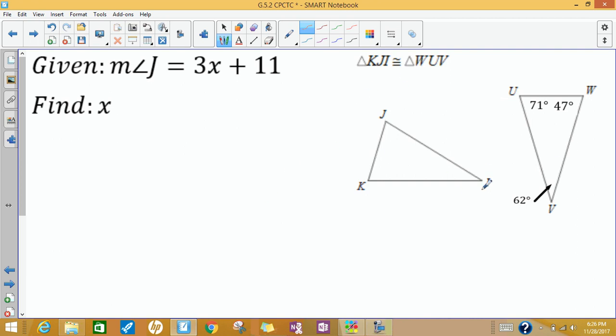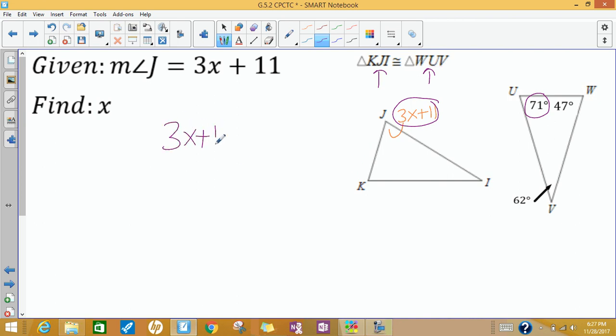I have the same two triangles, but this time I give you angle measures in triangle WUV. And I tell you that the measure of angle J is 3x plus 11. So if I want to find x, this is kind of a similar situation that we've been doing all year. I need to take what I know and write an equation. I know that angle J and angle U are corresponding, so that means they're congruent. Angle U is 71 degrees. Angle J is 3x plus 11.